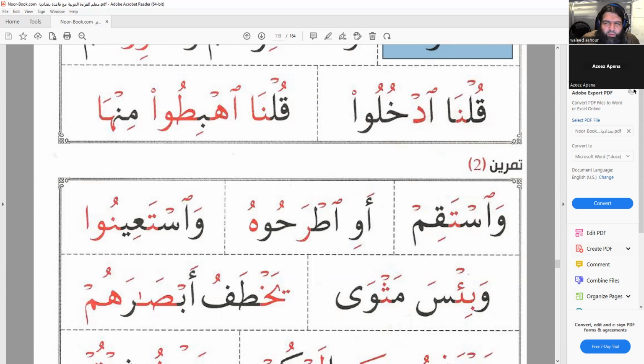So we skipped this hamzatul wasl because we connected this word with this word. قلنا ادخلوا. Yeah. So that's the idea of hamzatul wasl. When we connect it with something else, we're going to drop the hamza. If we don't connect it with anything else, then we're going to pronounce the hamza and we're going to say either e or u. That's it. Next one. Read it.